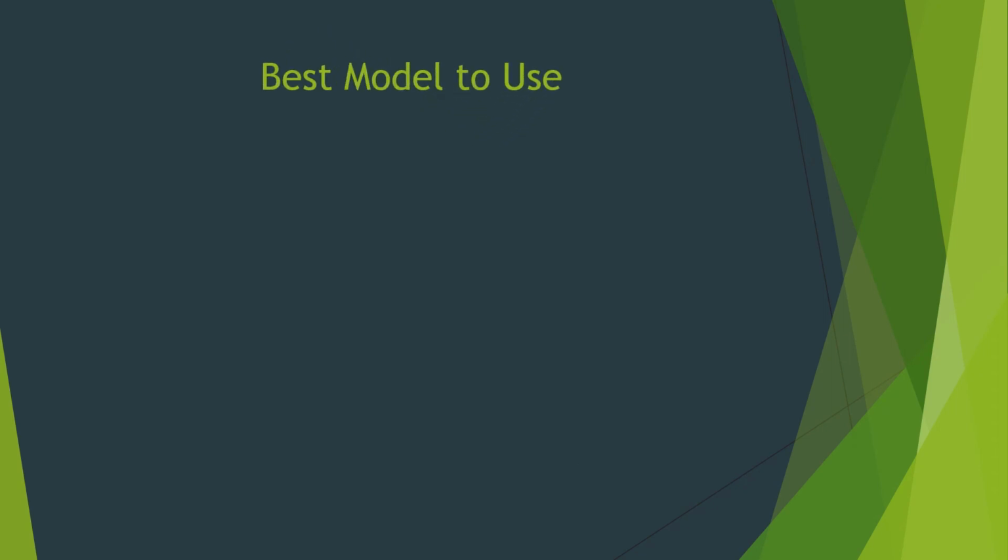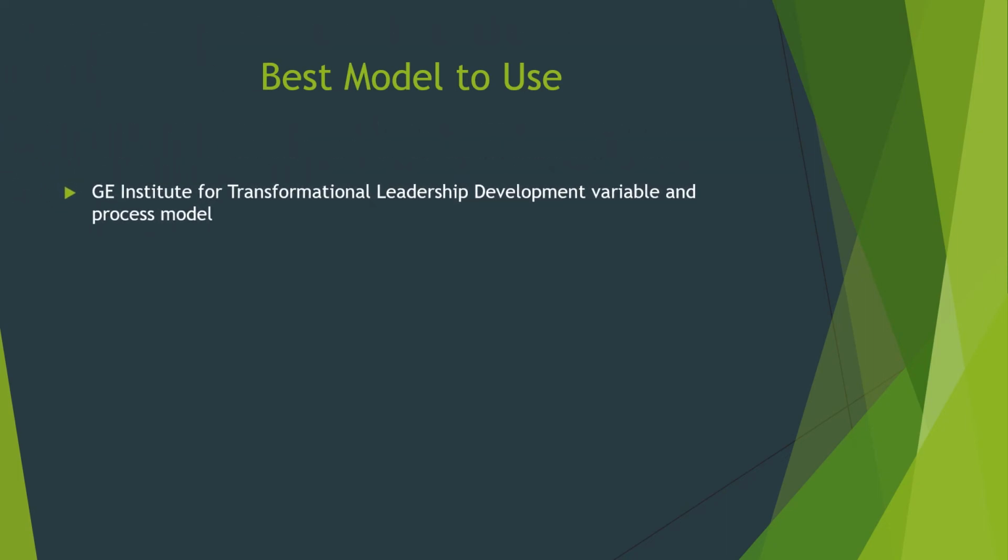Best model to use. The GE Institute for Transformational Leadership Development Variable and Process Model. Transformational leadership has been identified as one of the most effective styles in health services. In transformational leadership, a leader mobilizes followers' motivations toward an organizational vision by empowering the staff, challenging them beyond the status quo, and recognizing their individual needs and inspirations.